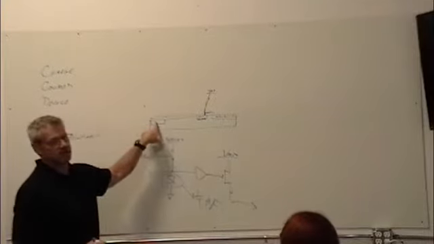CCD is what you want if you want a good image and you want to make the most use of your space, and you are a scientist and you can afford it. You're going to buy a CCD, you're not going to buy a CMOS probably, if you're looking in the visible range.